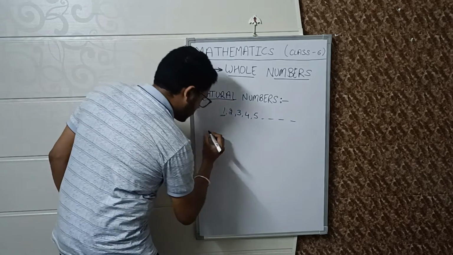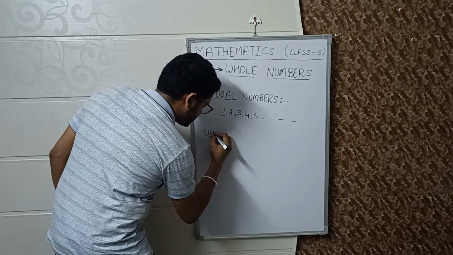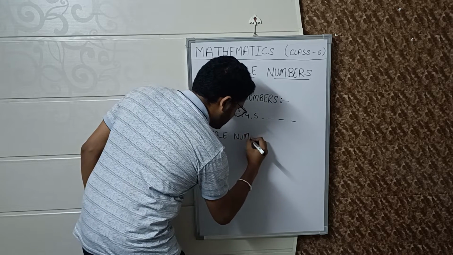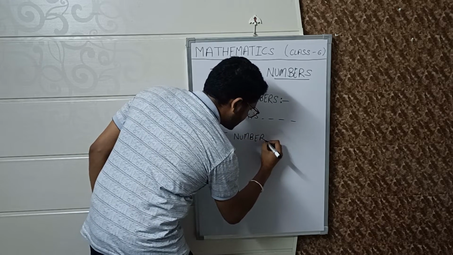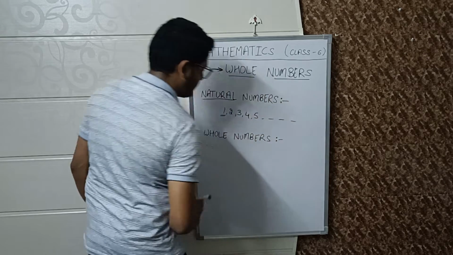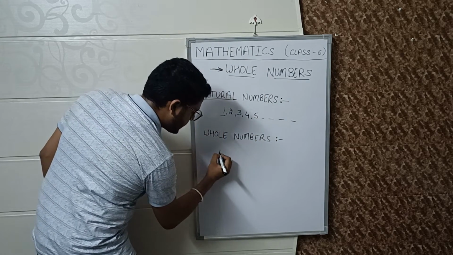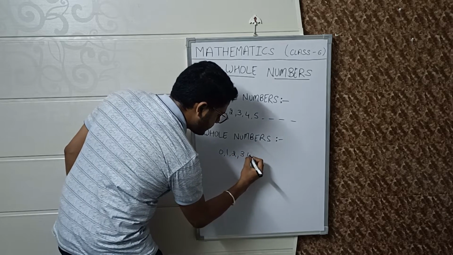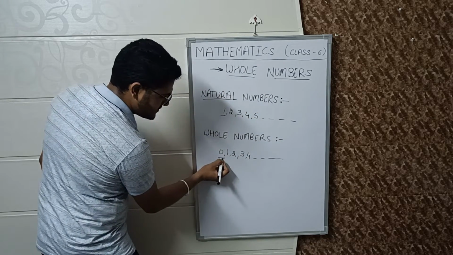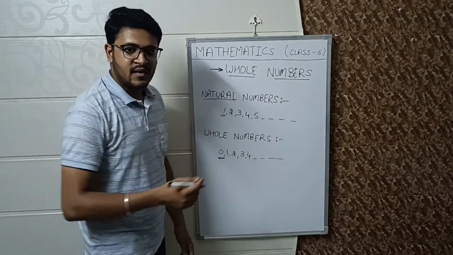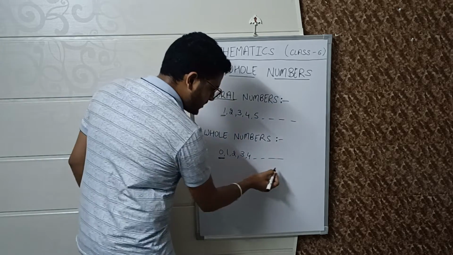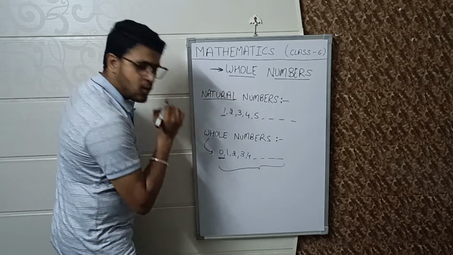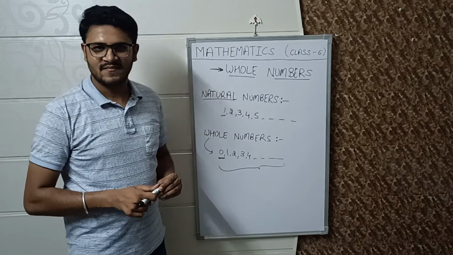Now let's talk about whole numbers. Whole numbers are nothing but all the natural numbers plus 0. 0 and all the natural numbers when combined, we call them whole numbers, right?